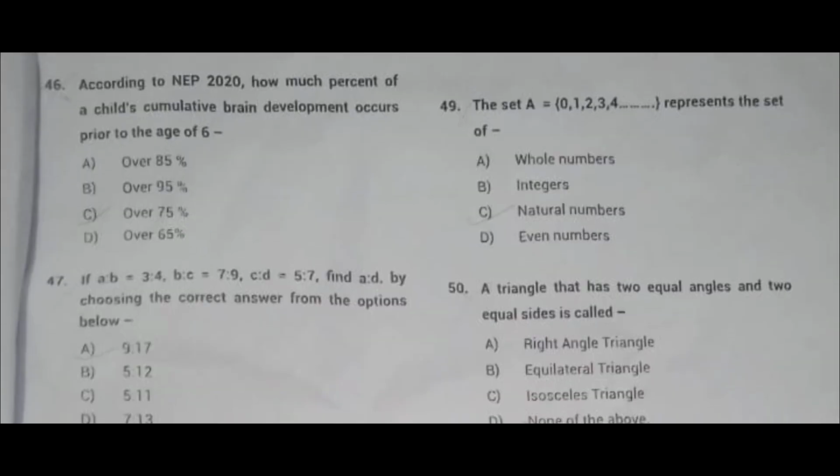All right, let's continue. 46, according to NEP 2020, how much percent of a child's cumulative brain development occurs prior to the age of 6? Over 85%, over 95%, over 75%, or 65%. So here the best option is option number A, that is over 85% of the brain is formed.